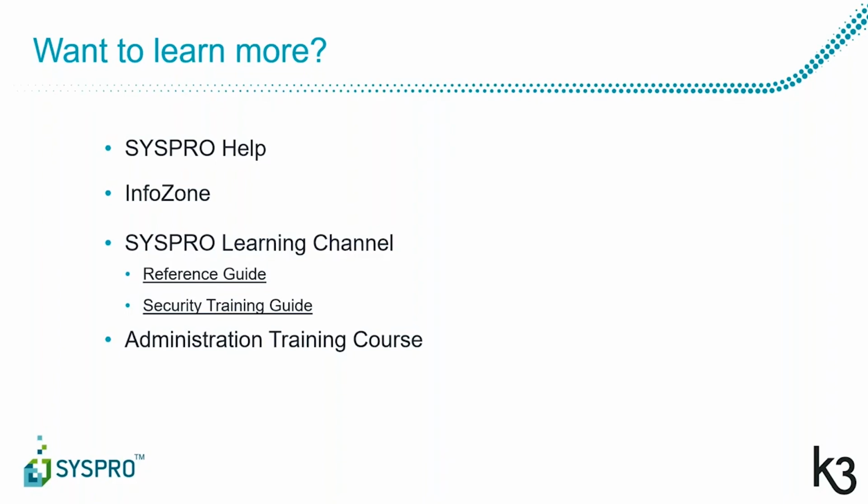If you want to learn more, help is a great way to go ahead and access that information. Simply by launching the electronic signatures program and clicking on F1 on your keyboard, you can access the info zone. This is for a learning channel where there's a reference guide for electronic signatures, and within the security training guide, there's additional information. And if you've sat through one of our administration training courses, you'll have already been introduced to electronic signatures to give you a bit of a sense of what you can do with it.